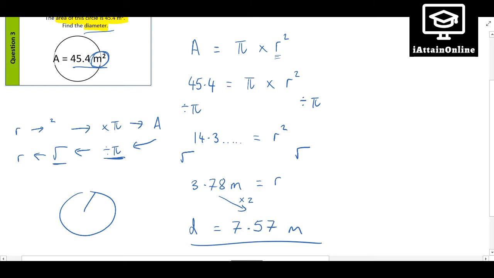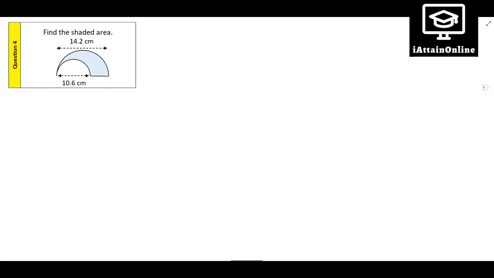Okay, last question. These ones look complicated, but what you need to do is find the shaded area. The first thing you're going to do with these sorts of questions is think: this shaded area is a semicircle with a smaller semicircle cut out of it. So you're going to find the area of both shapes, and then because you are cutting that smaller semicircle out, you're going to need to take that smaller area away from the bigger area.